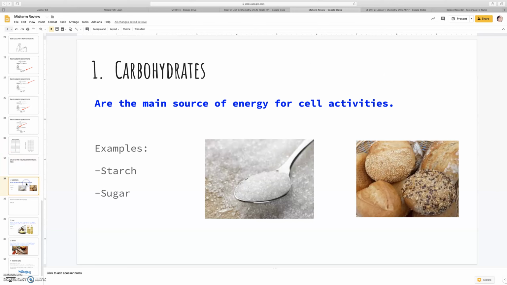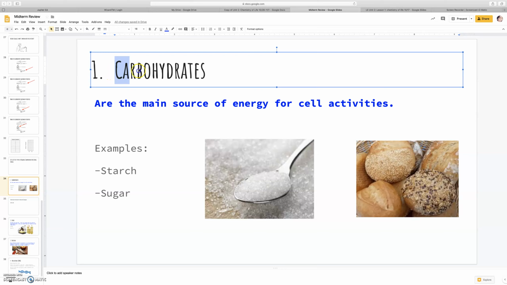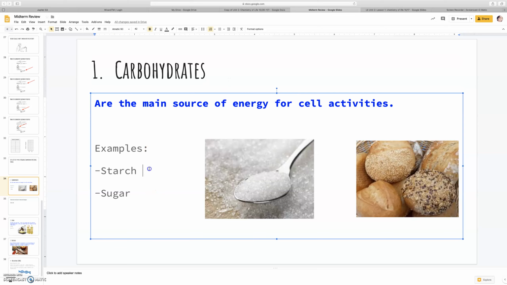So, the first one is carbohydrates. Notice how carbon, hydrogen is in the name. Carbon, hydrogen, carbohydrates. The examples are starch and glucose. You can find starch and glucose, sugar. You can also find sugar in starch like bread and potatoes and things like that. So carbohydrates is one type and it's a source of energy.